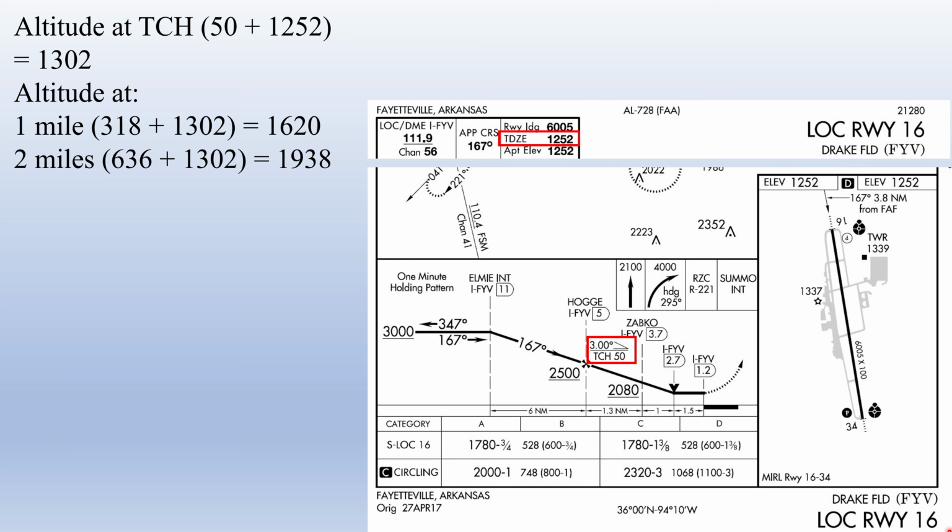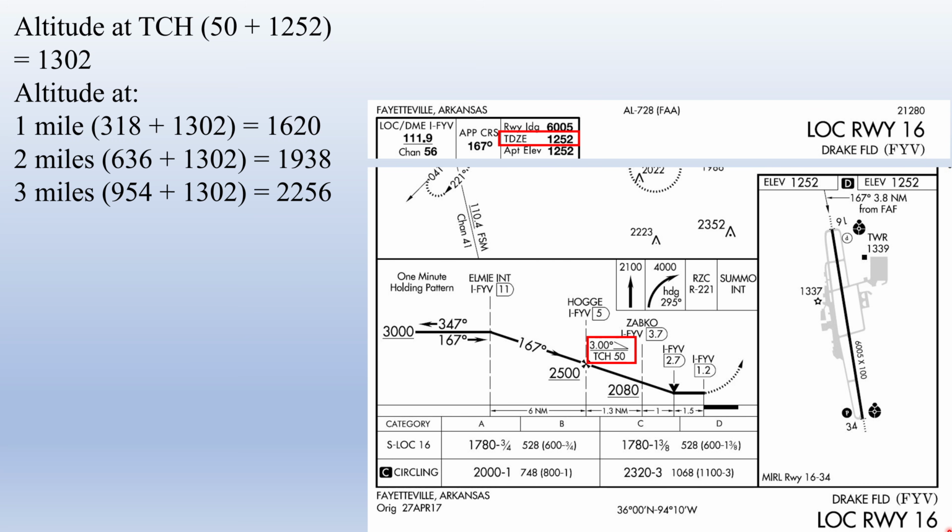Add that to your threshold crossing altitude, you come up with 1,938 feet. And 3 miles from that, you're going to add 954 to your threshold crossing height. So 2256 is what your altimeter should read when you're 3 miles away from the threshold crossing height.